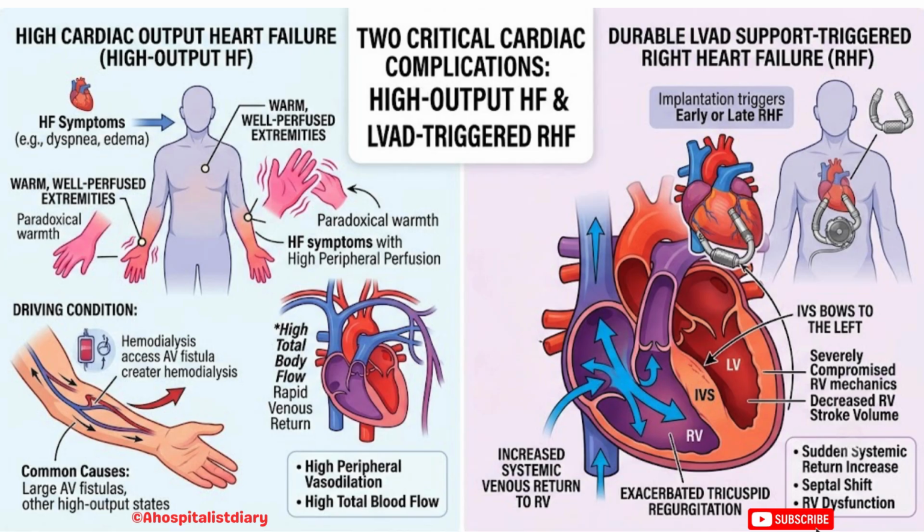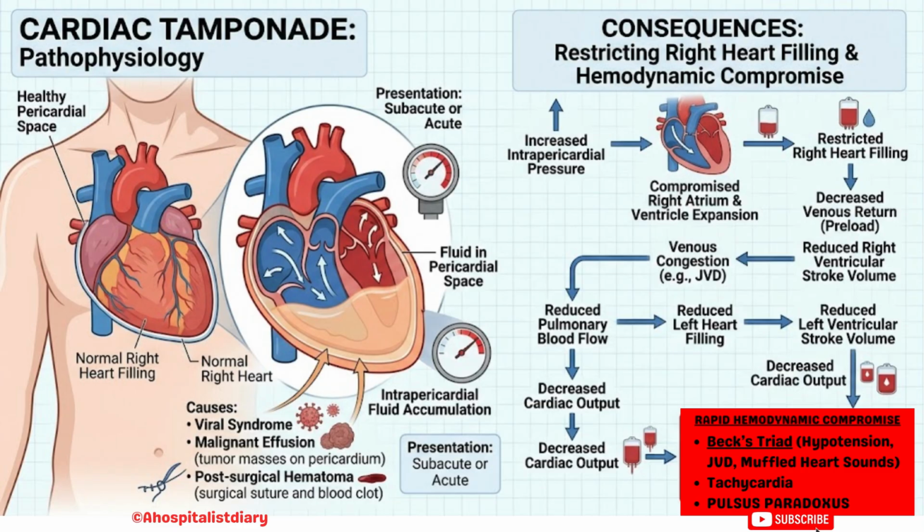Number 4. Subacute or acute onset of dyspnea secondary to pericardial pathology. Cardiac tamponade. Whether driven by a viral syndrome, a malignant pericardial effusion, or a post-surgical hematoma, fluid accumulation in the pericardial space can present either subacutely or highly acutely. This restricts right heart filling, precipitating rapid hemodynamic compromise. Recognizing these distinct etiologies of right heart failure is key to initiating the correct targeted therapies.